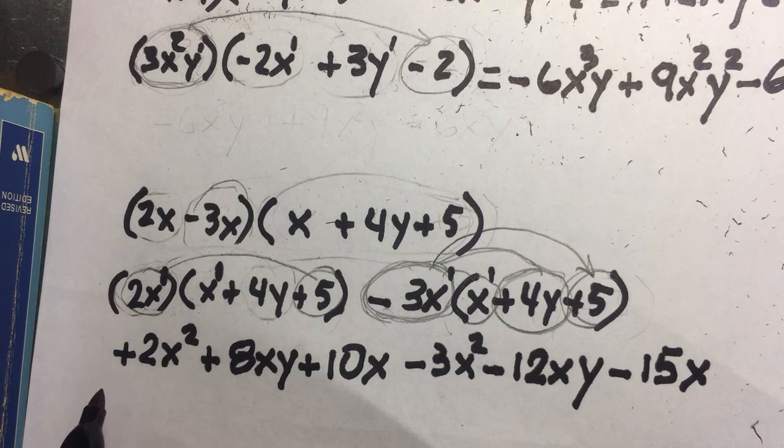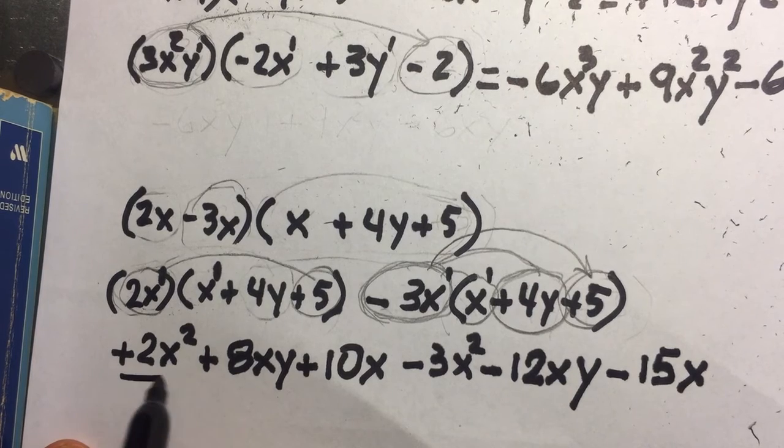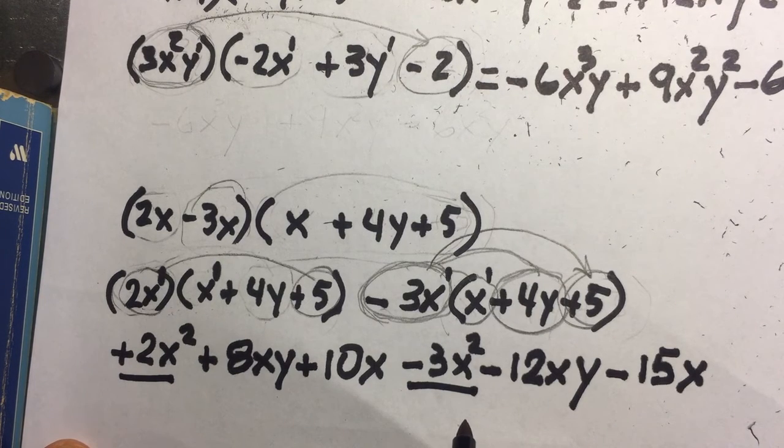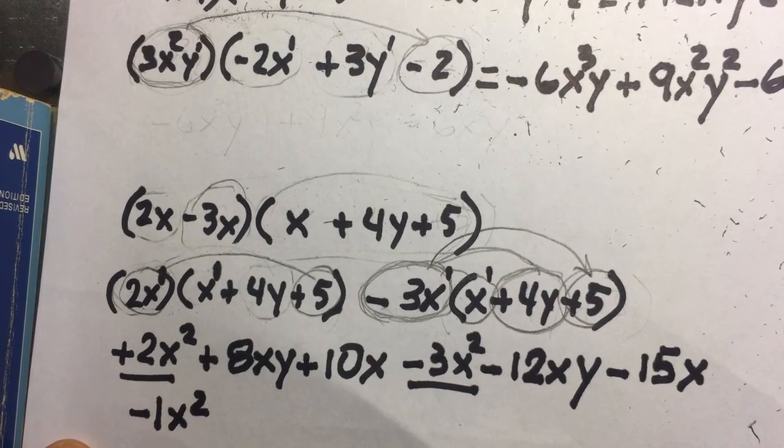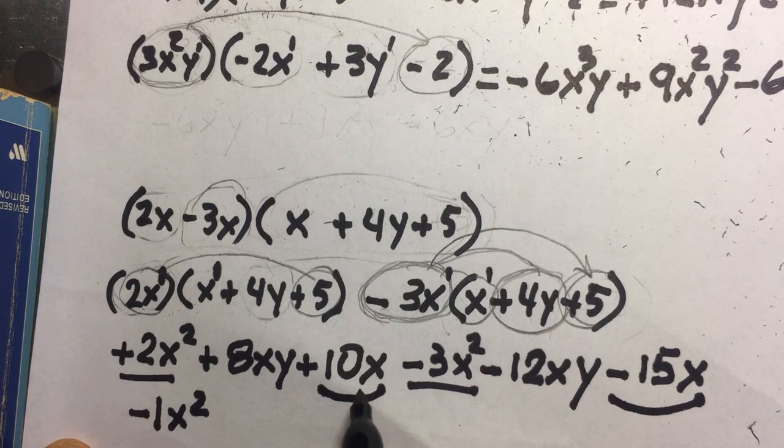Now we are going to add common terms. Here we have 2x squared and minus 3x squared. Plus 2 minus 3. It would be minus 1 x squared. Then we have another term that's common, 10x and minus 15x. We have x and x. So plus 10 minus 15 would be minus 5. And the letter is x.